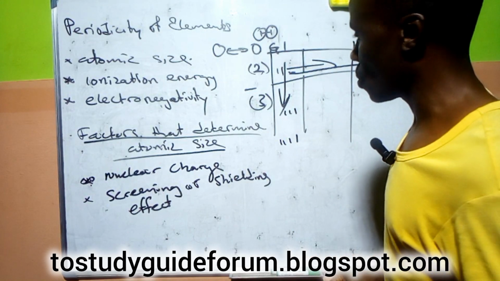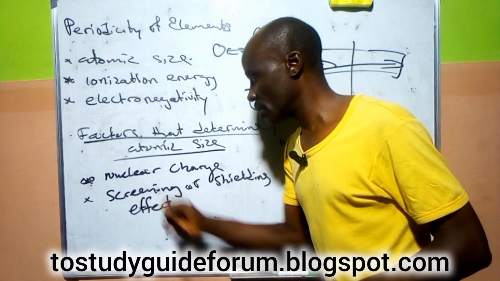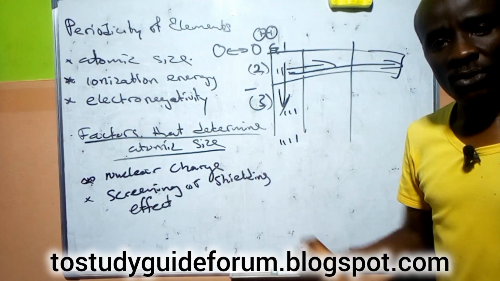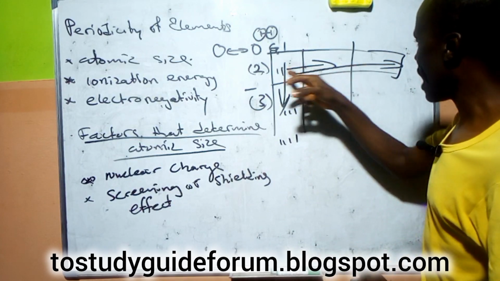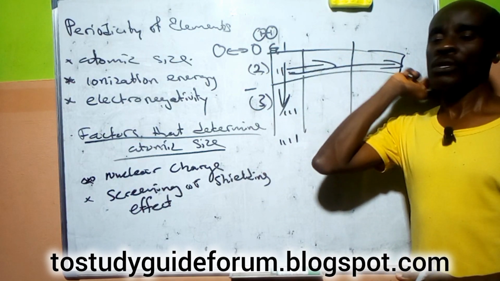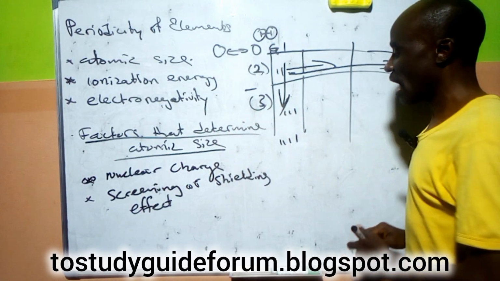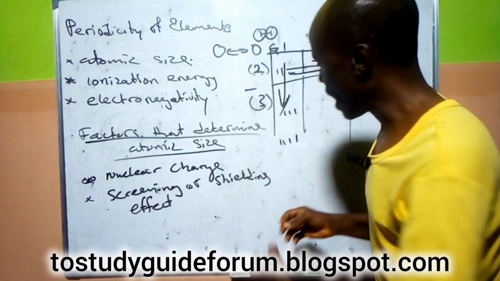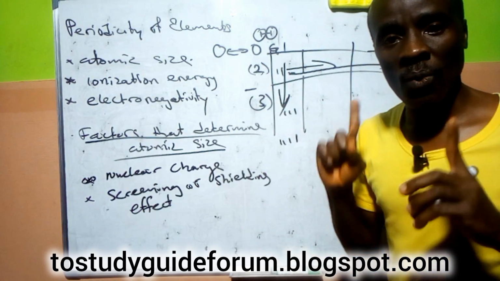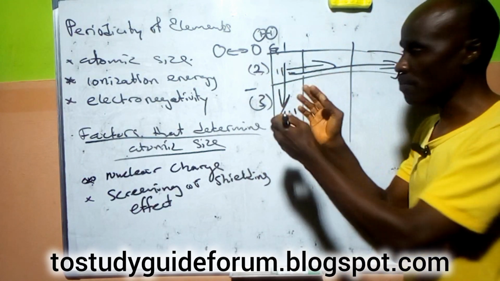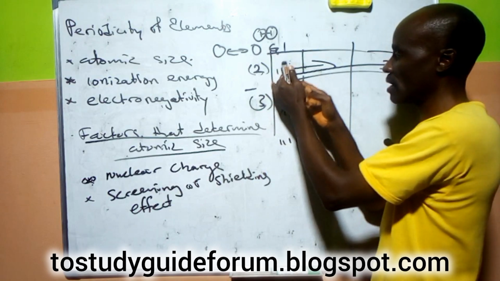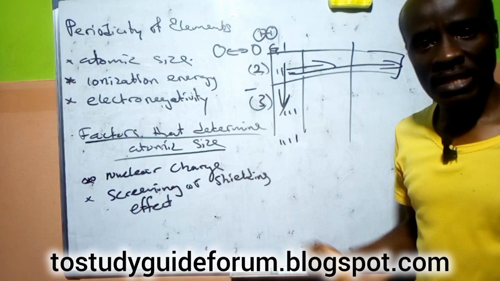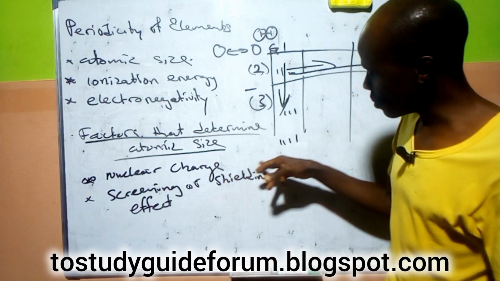Now, why is it so? The reason is the same reason. The force of the nuclear charge, the force of attraction of the nucleus, tends to be higher as you move across the period, and this force is affected by the number of shells. Like I've already explained before, in each period, electrons are added to the same number of shells across the period. Then the force of attraction increases, reducing the effect of screening.